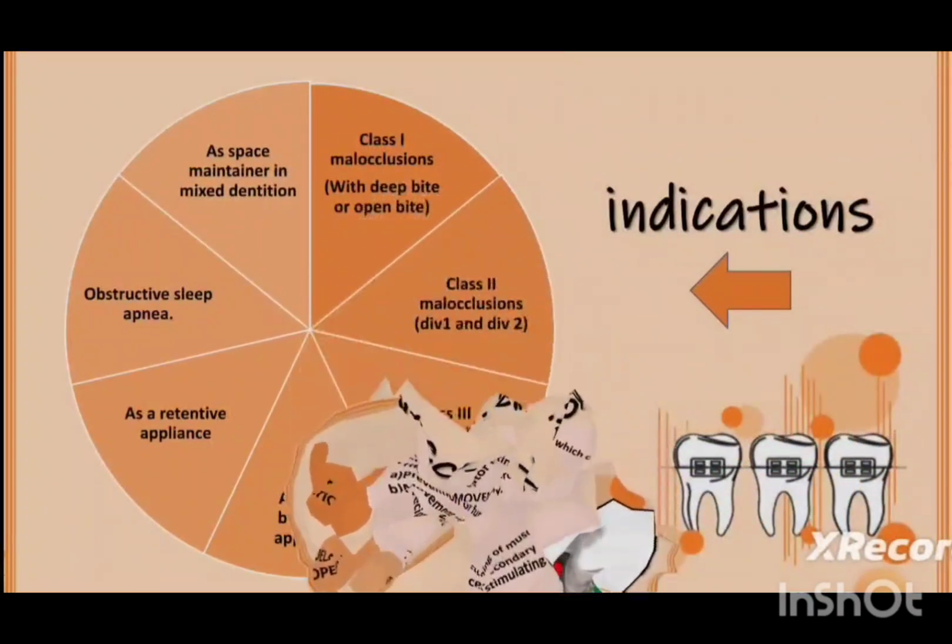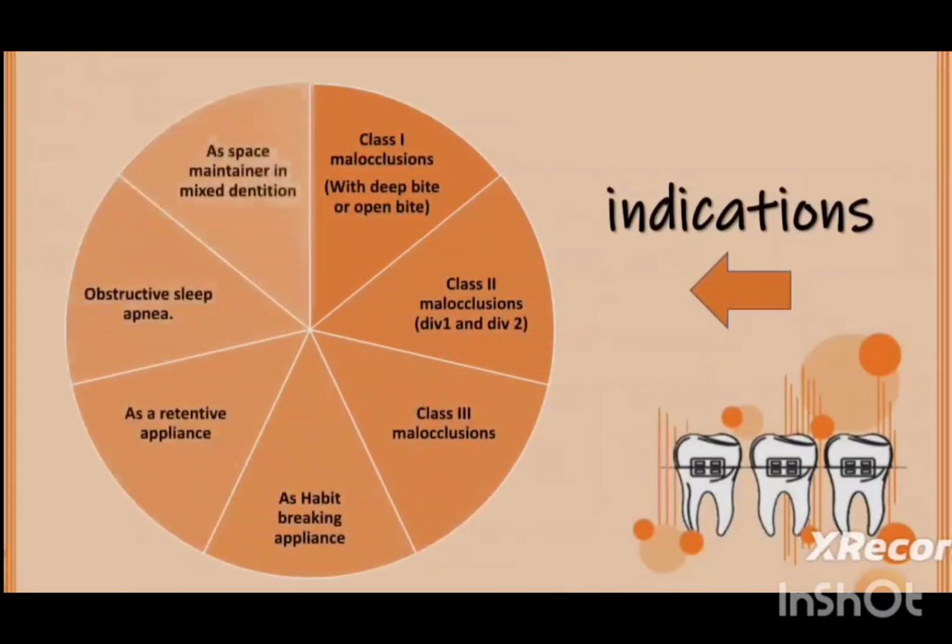Talking about the indications of activator, it is indicated in class 1 malocclusions with deep bite or open bite. It is also indicated in class 2 malocclusions in division 1 and division 2 cases. But in case of division 2, it can only be advocated after aligning the incisors. It can also be advised to be used in class 3 malocclusions or mild crossbite corrections.